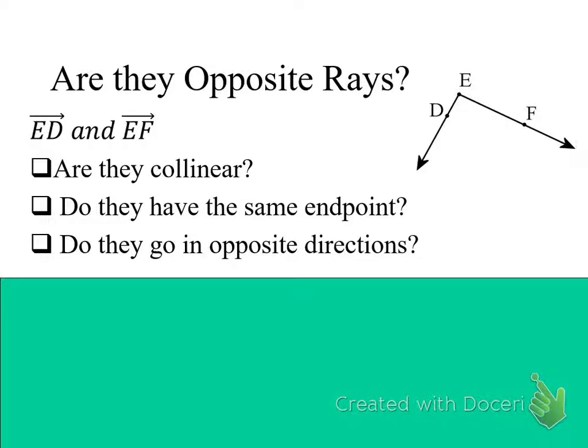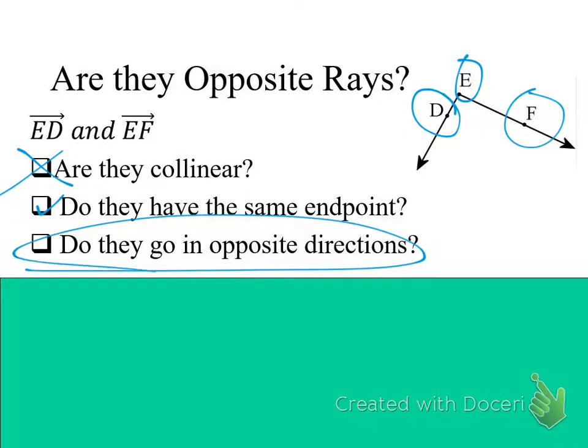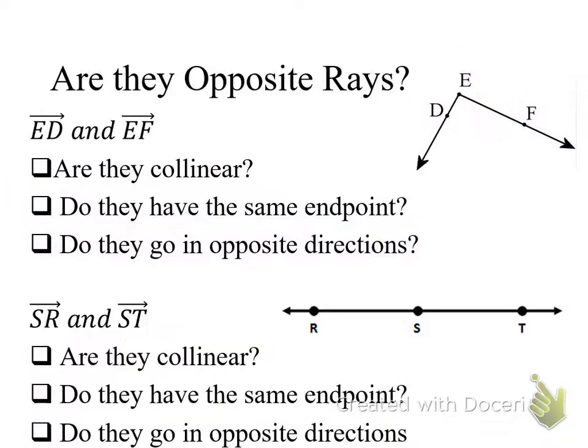All right, let's go through the list. Are they collinear? No. Are D, E, and F on the same line? They are not. So these are not opposite rays. Do they have the same endpoint? Yes, they both have E. The last one that they would have also failed is, do they go in opposite directions? No. They have to go completely opposite. So that one would also be incorrect. So those are not opposite rays, unlike SR and ST.